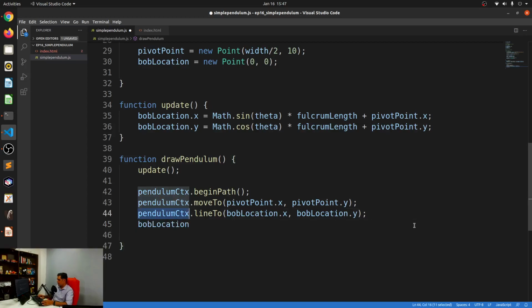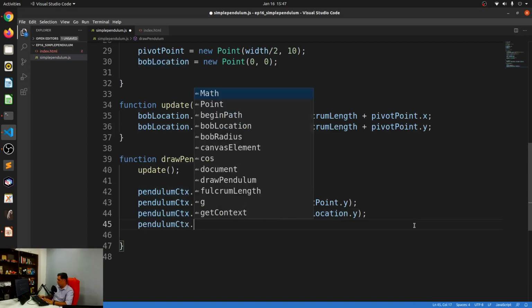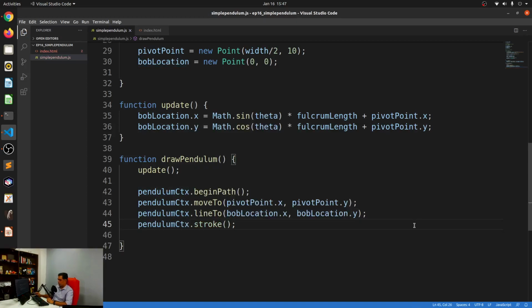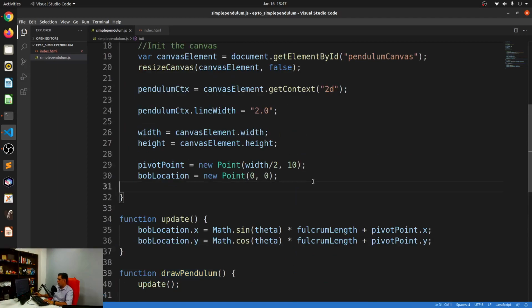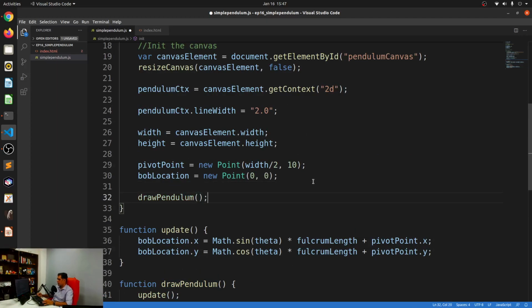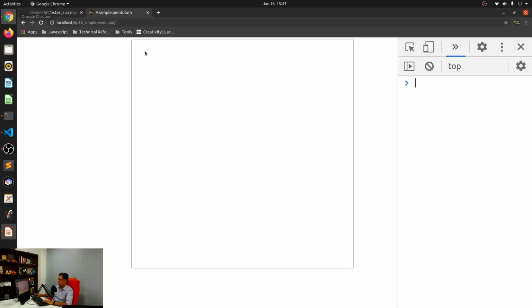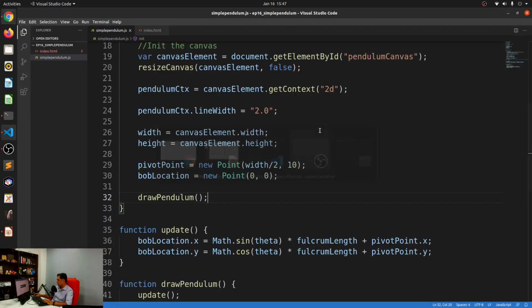Pendulum context dot stroke. So that should draw a line. That should draw the fulcrum essentially. Let's see if this actually works. All right, so that actually works, but I am noticing two things. One, the fulcrum length is too small. So I'm going to change that.